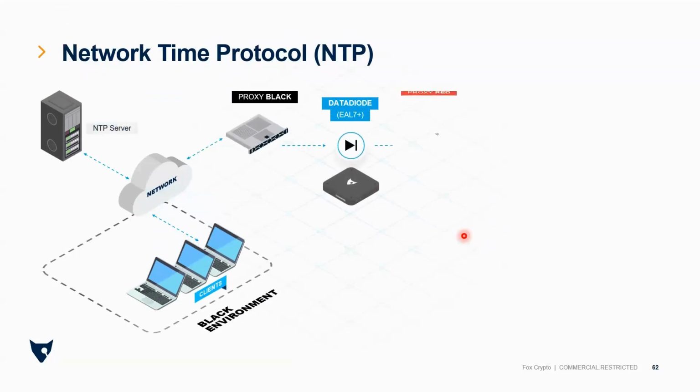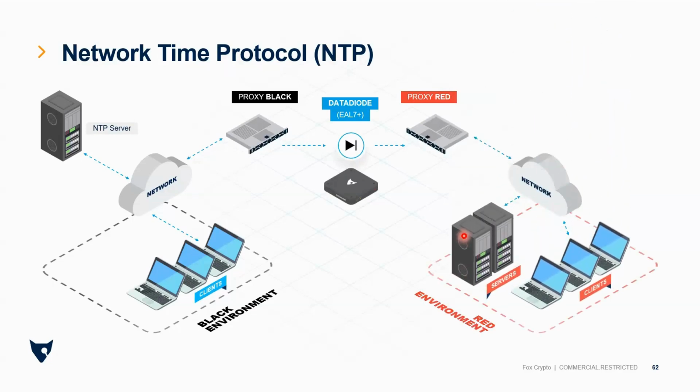NTP. It is very important that if you have two networks, two different security domains, that they run the same time. And that's also possible over a Datadiode. So this NTP server, on the internet or somewhere else, will inform all the systems here. But it will also connect to the black proxy. So the black proxy gets its time from an NTP server, but it sends it across to the red proxy. So this red proxy will have exactly the same time as this one. Then you can install also NTP software here. So this one becomes NTP server as well for the red network. So that all the systems across the two security domains have the same time.